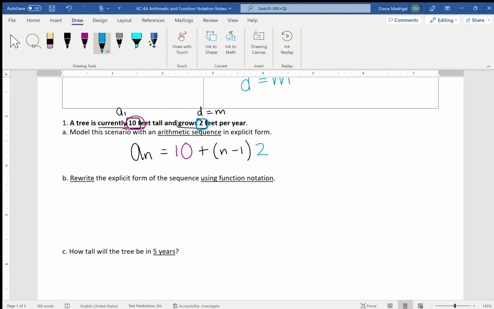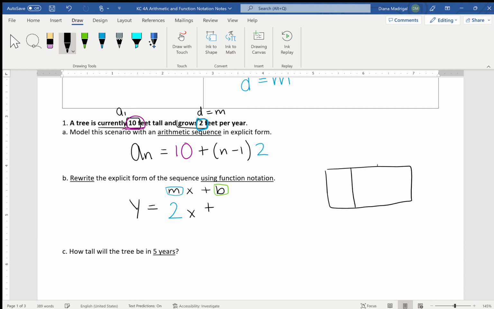Okay, next one, we write the explicit form of the sequence using the function notation. That's the y equals mx plus b. So y equals, again, I'm going to write the whole equation on top, mx, right? Remember I told you m is your change, so then I do 2 because that's my change, x plus b. That's the one that I need to figure out. And how are you going to figure out b? Well, I'm going to do a table for you, and hopefully it makes sense with the table. If you understand it without the table, then you don't have to do the table when you do your practice or your quiz or your test.